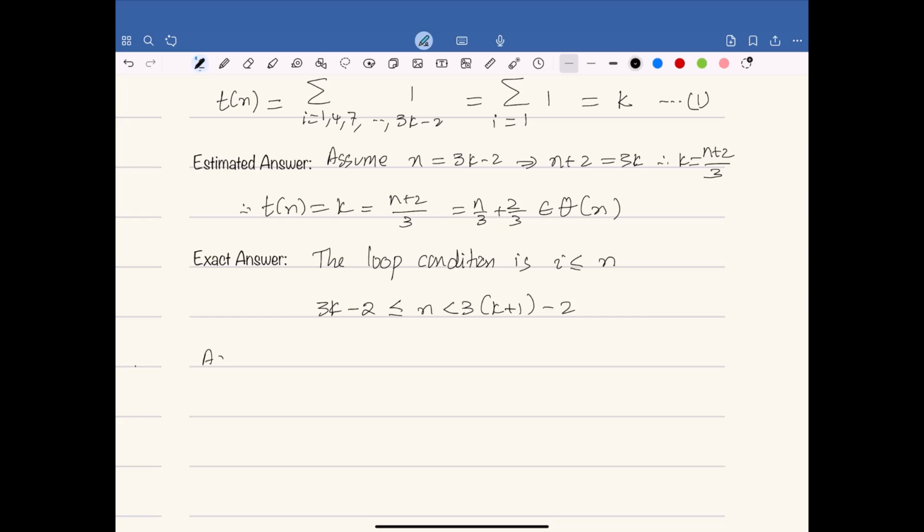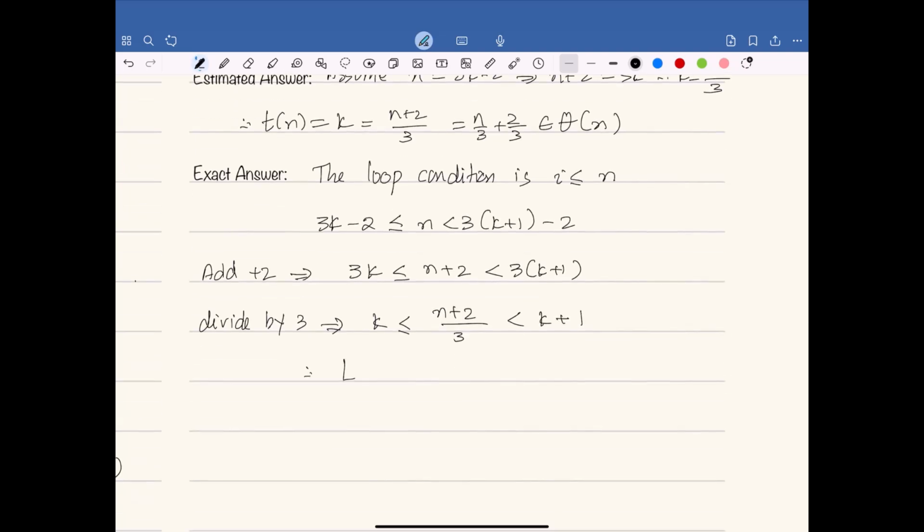Now add 2 to each part of this inequality. So we have 3k less than or equal to n plus 2 less than 3k plus 1, without the minus 2. Now divide by 3. We get k less than or equal to n plus 2 over 3 less than k plus 1. And here we have the floor of n plus 2 over 3 is equal to k.